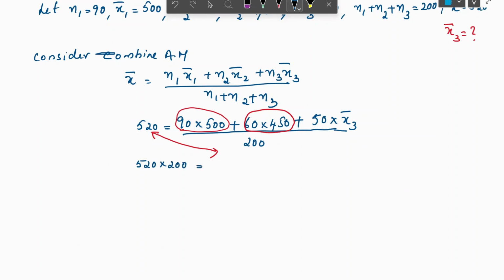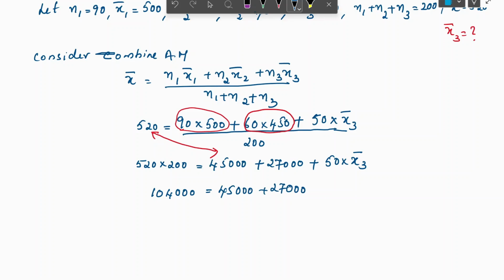Equal to here, what is 90 into this one? That is 45,000. Here, this is 27,000 plus 50 into X3 bar. You can do this one directly also, 520 into 200 directly. You can write the answer, but I'm writing it for the next step, 1,04,000 equal to 45,000 plus these two.